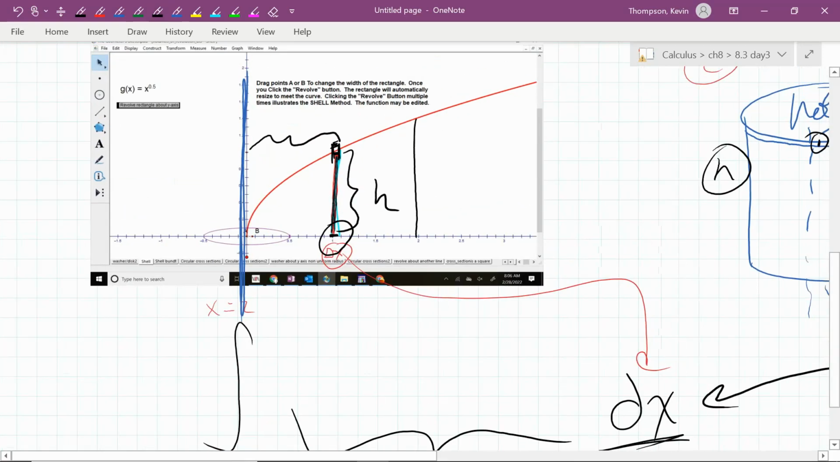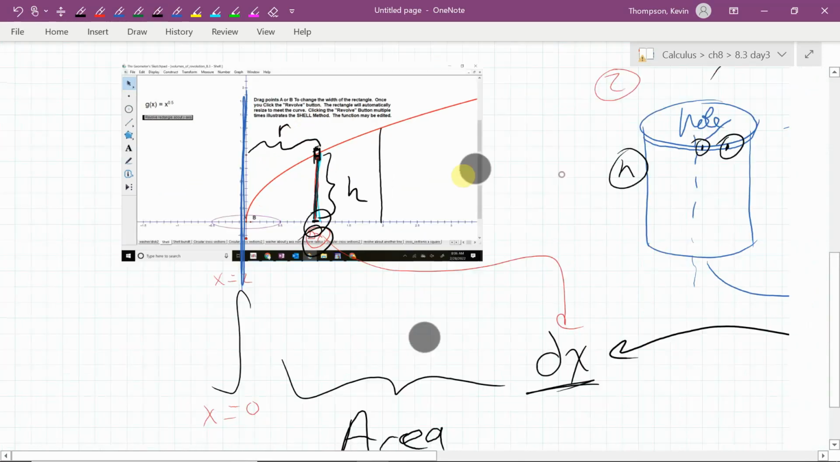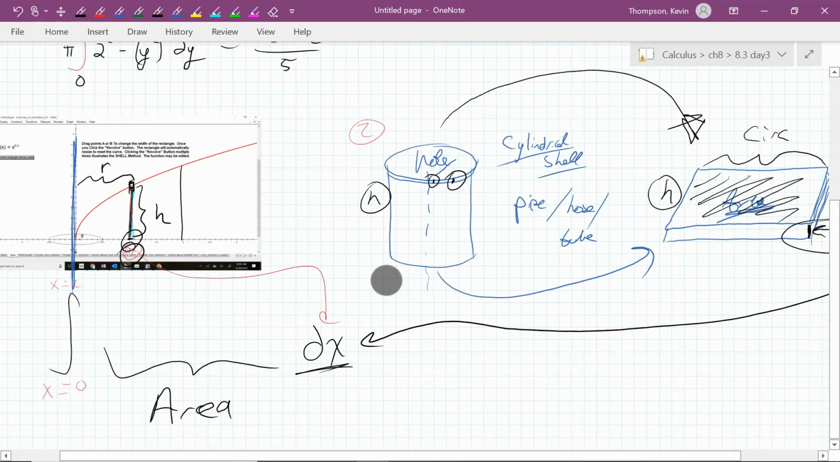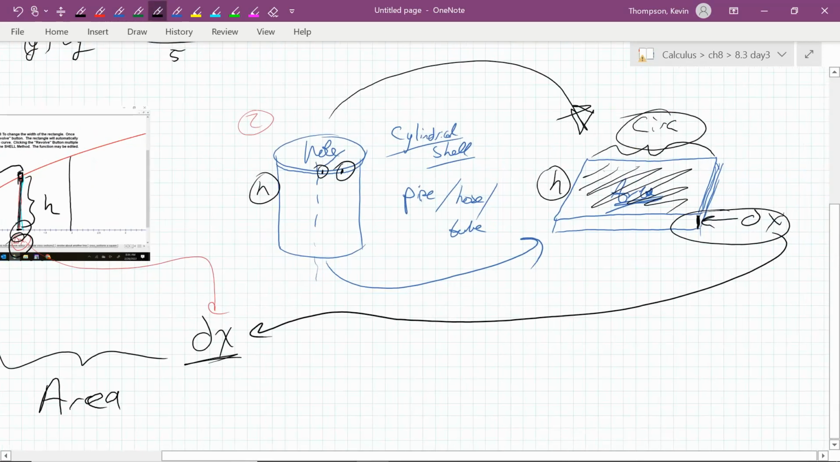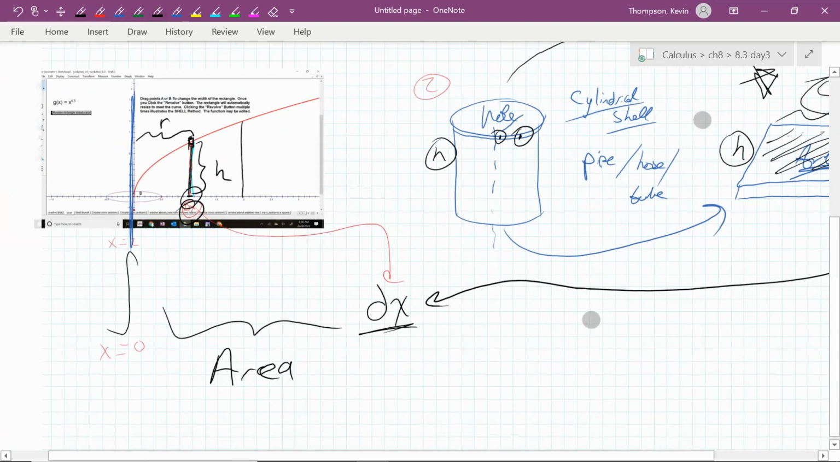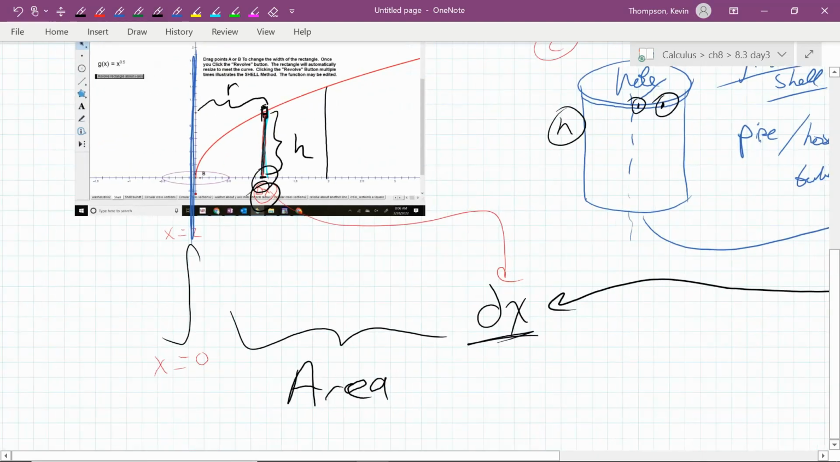So I'm going to call this distance like r. I'm calling it 1 distance because, again, that thickness should be going to 0. The reason I'm wanting r is because I need that for the circumference, don't I? So the circumference of the shape is what? 2 pi times the radius. Okay.